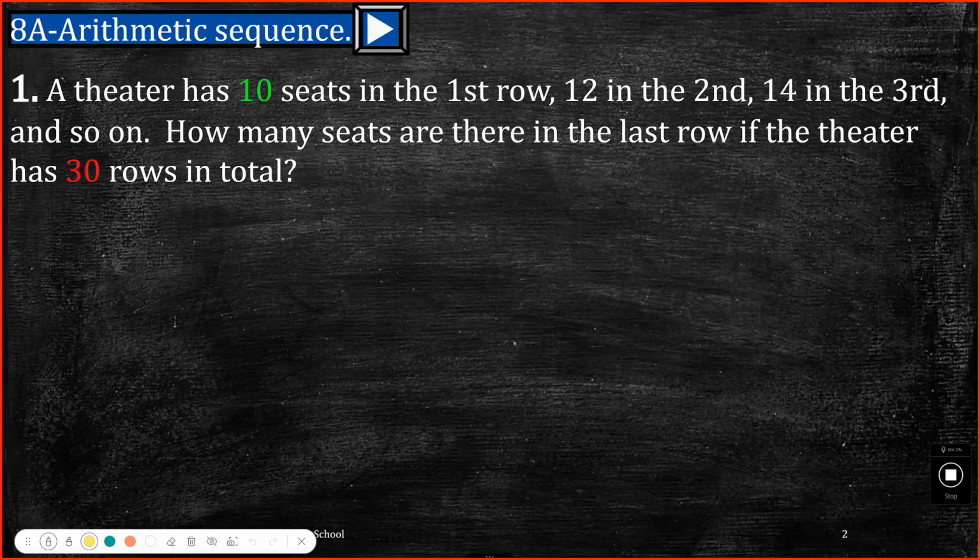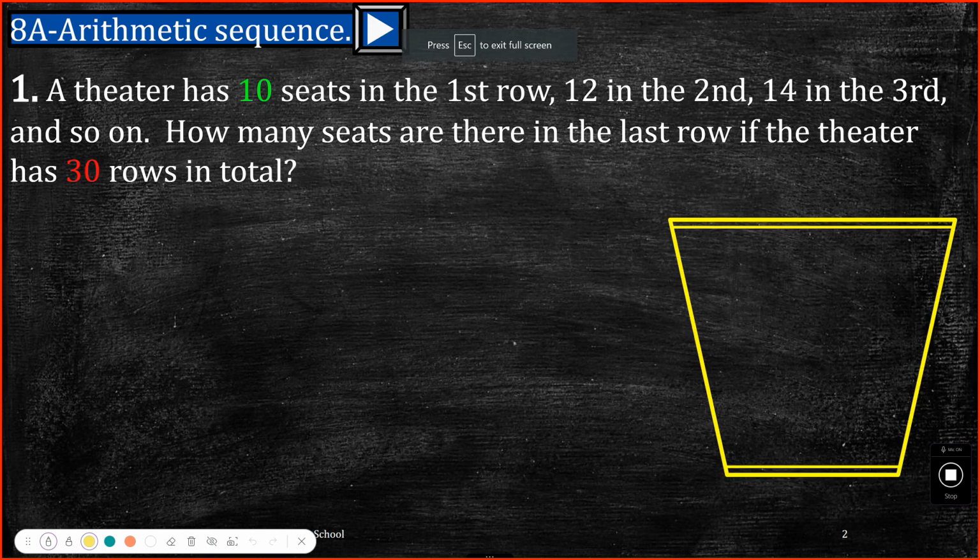This is chapter 8, arithmetic sequence. And this is how we're going to present this 8A lesson with an example of a theater that has 10 seats. A theater has 10 seats in the first row, 12 seats in the second, 14 in the third, on and on and on. How many seats are there in the last row if the theater has 30 rows in total?